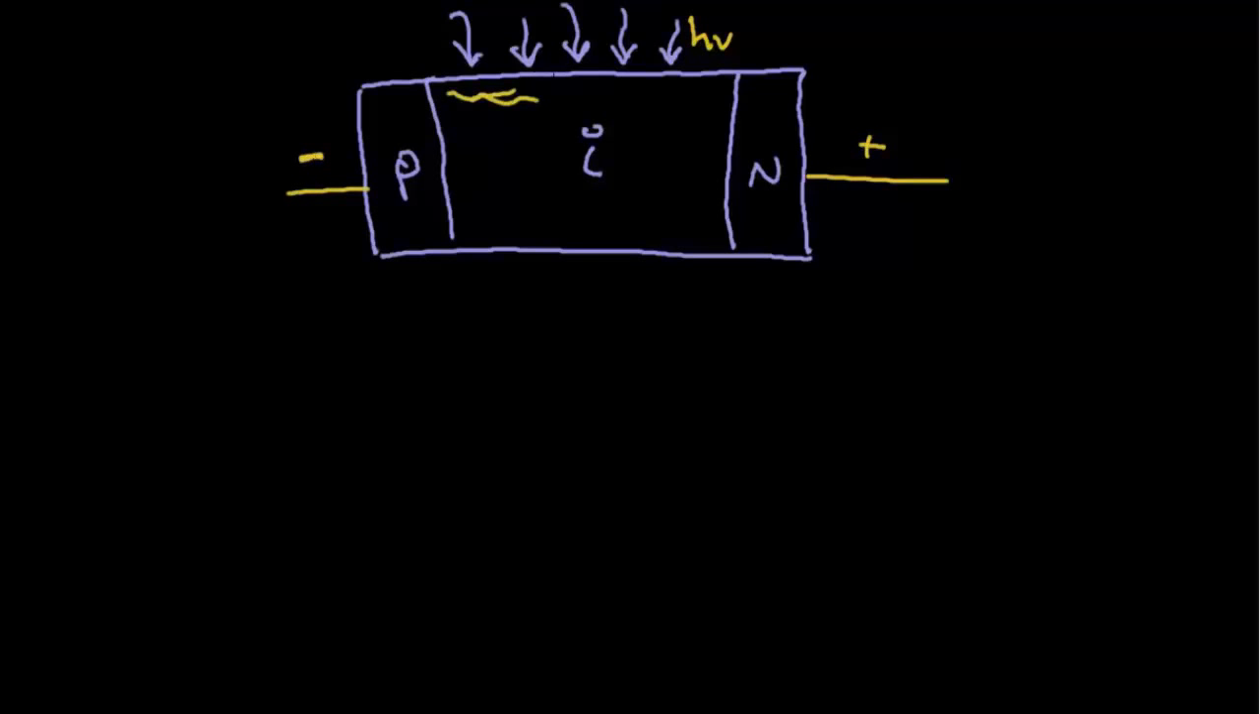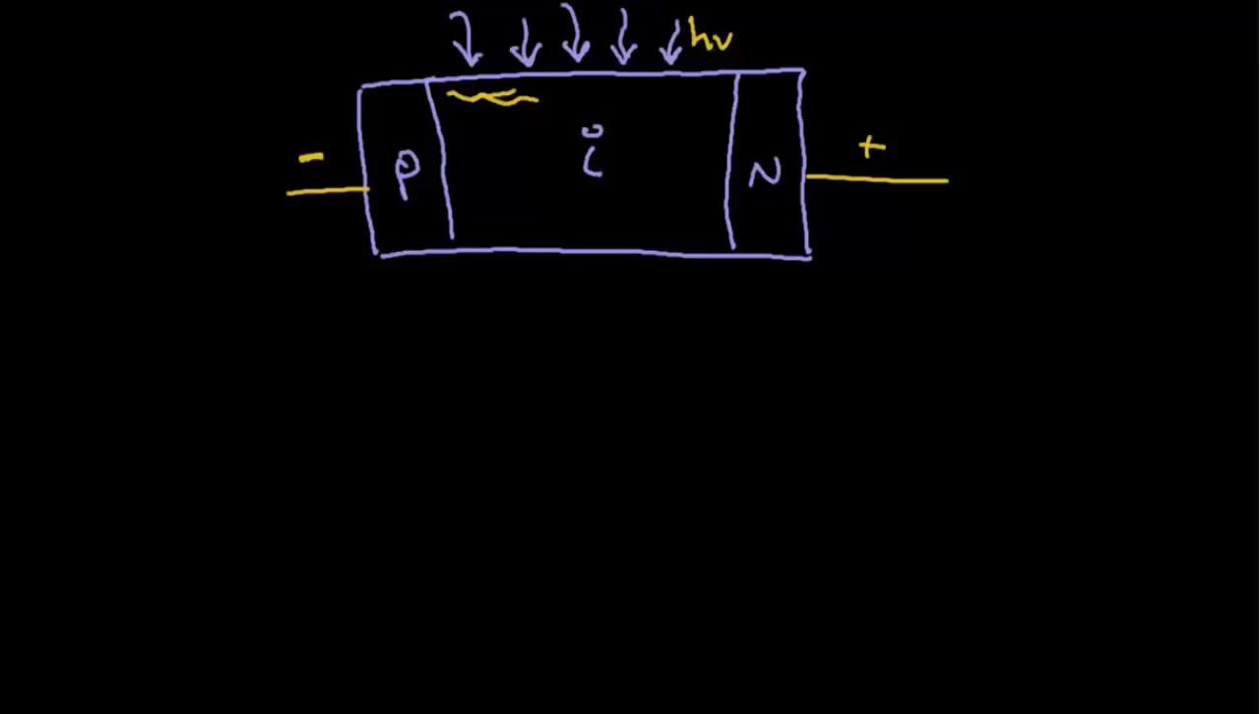So what is the benefit from the intrinsic region? Now we are having a stronger electric field, and we have a high capture area for photons. Now we are getting more photons in the semiconductor, and because the electric field here is so high, there will be more generation of electrons and holes, and the quantum efficiency will go up.